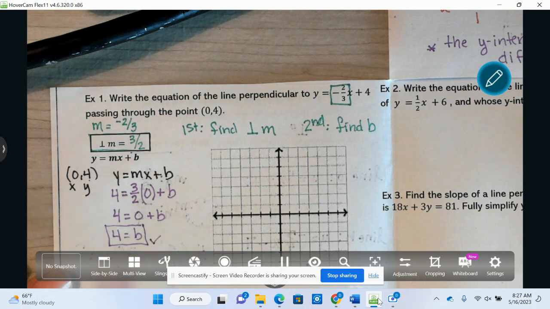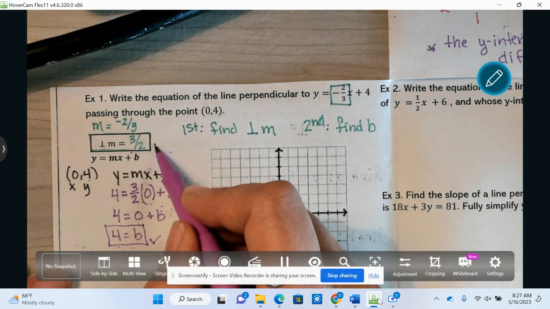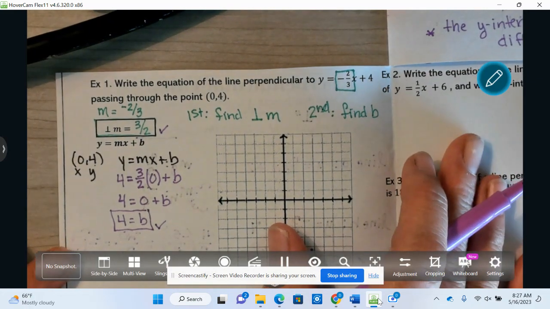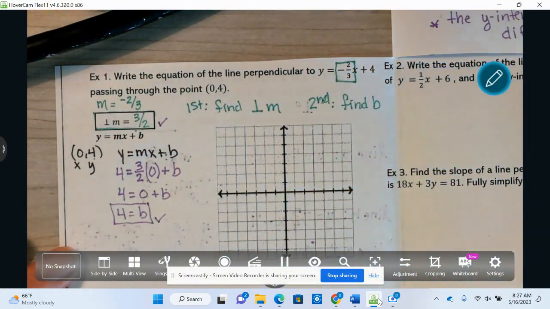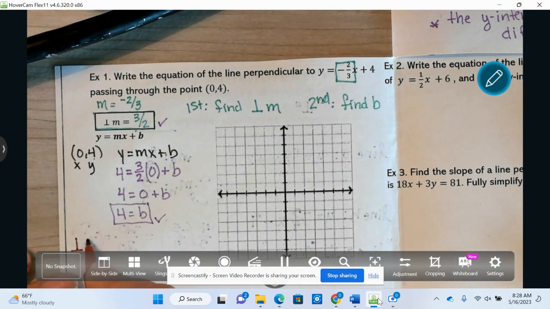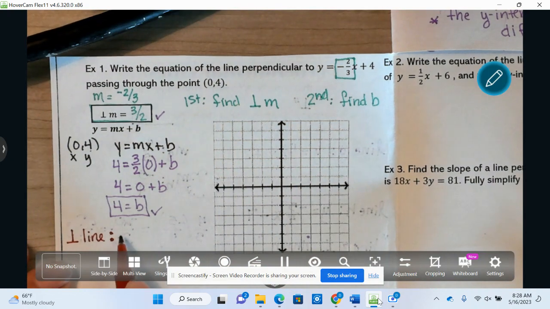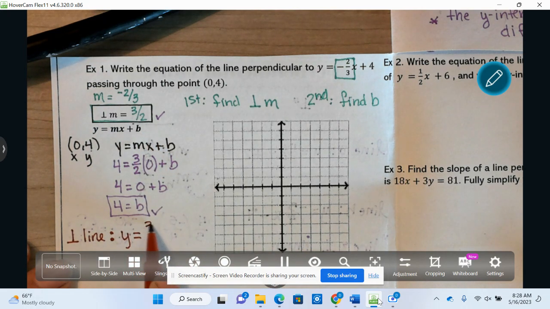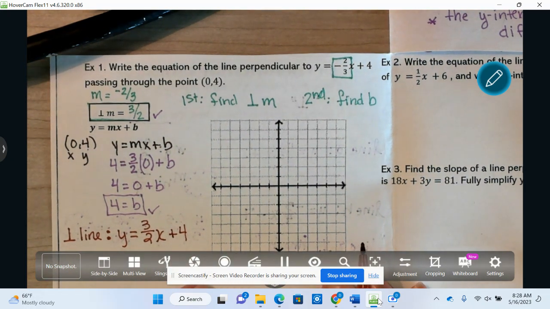So I'm going to use this value of b and this value for my slope, and I'm going to write the equation of a perpendicular line. So the perpendicular line has the equation, I'm going to start with y. Y equals, what slope am I using? 3 over 2, or 3 halves, x. And what is my y-intercept? Plus 4.